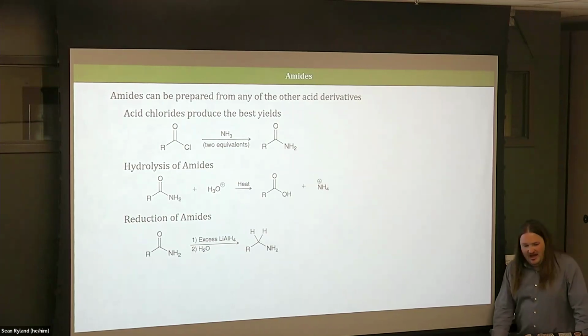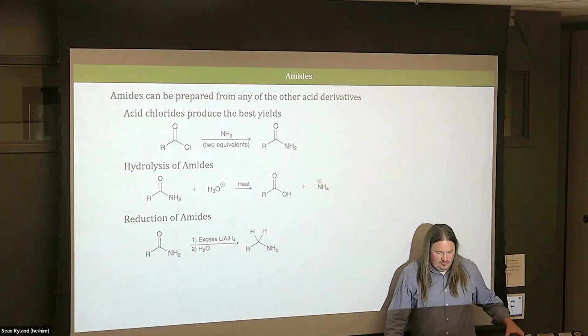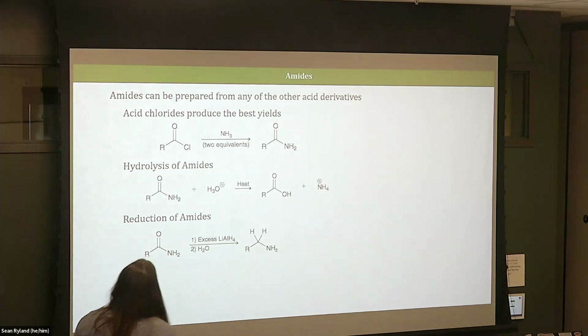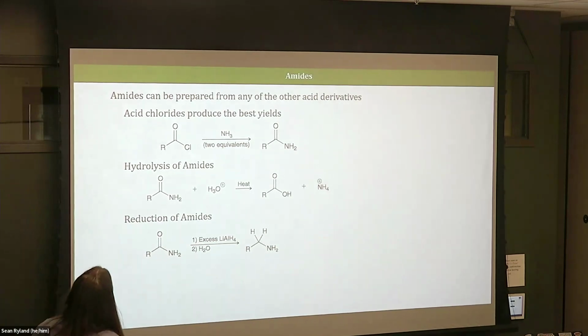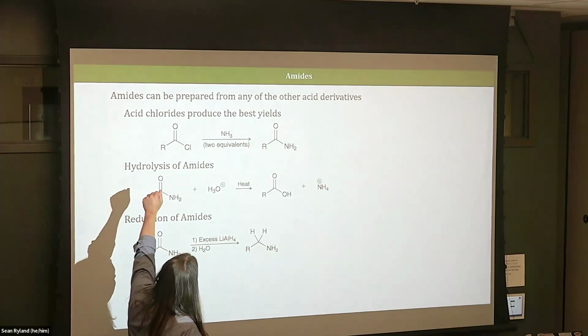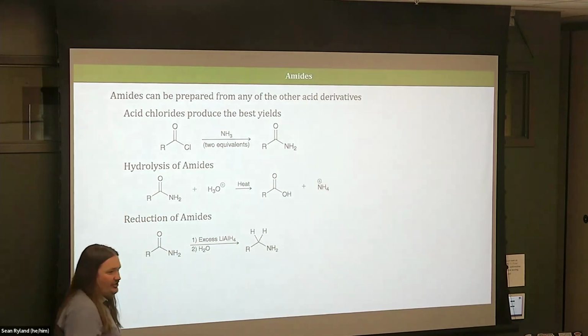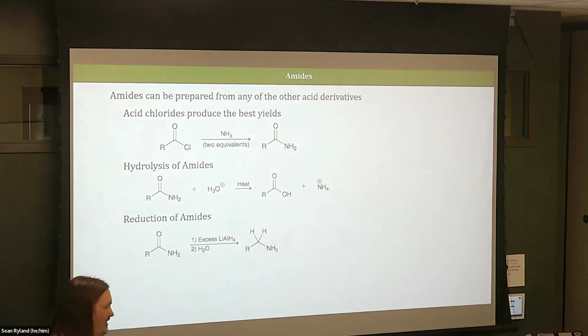So if we're trying to make amides, we have the most ways to make them. Hydrolysis of, or acid chlorides are going to give us the best yields, which makes sense, it's the most downhill in energy, right? So equilibrium is going to favor making the amide most strongly.